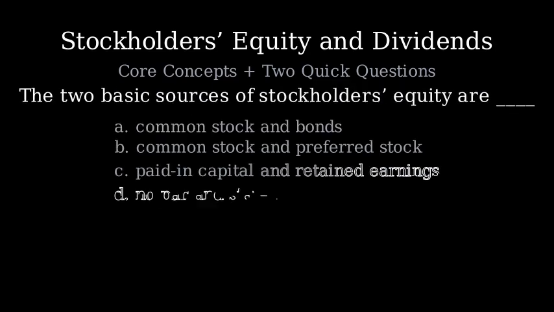Question 1. The two basic sources of stockholders' equity are blank. Option A, common stock and bonds. Option B, common stock and preferred stock. Option C, paid in capital and retained earnings. Option D, no par and stated value stock. Let's visualize equity to build intuition, then we'll answer.